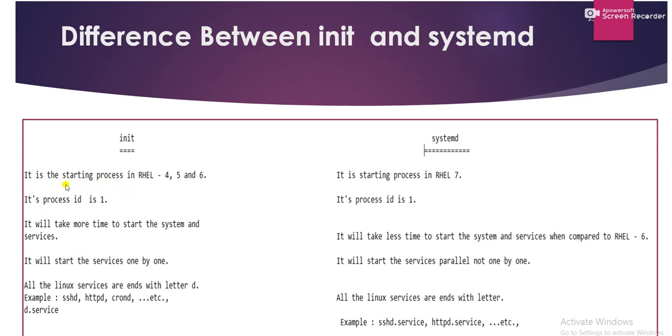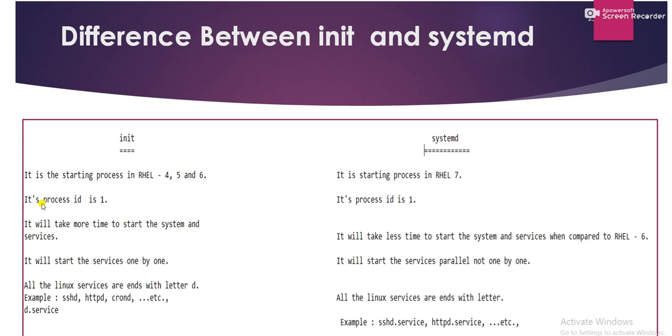So the first difference: init is the starting process in RHEL 4, 5 and 6. When the system runs, init is the first process to get started, and after that all other processes get started. But systemd is the starting process in RHEL 7. So in RHEL 7, systemd is the first process.